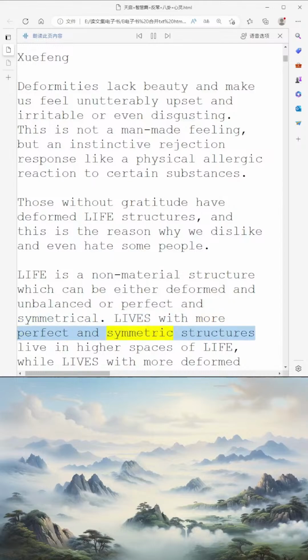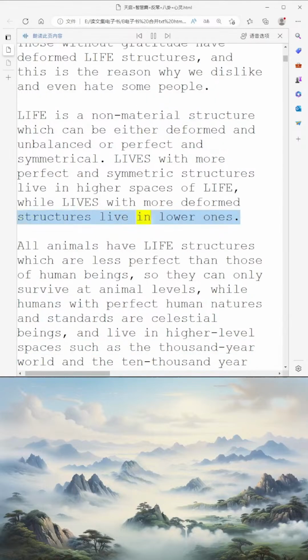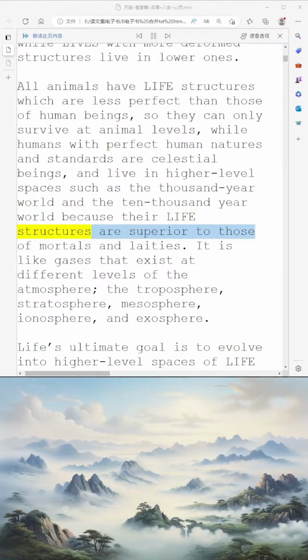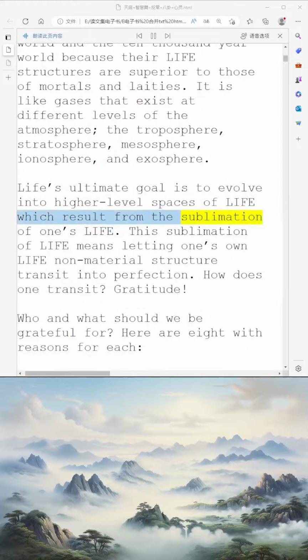Lives with more perfect and symmetric structures live in higher spaces of life, while lives with more deformed structures live in lower ones. All animals have life structures which are less perfect than those of human beings, so they can only survive at animal levels, while humans with perfect human natures and standards are celestial beings and live in higher-level spaces such as the 1,000-year world and the 10,000-year world because their life structures are superior to those of mortals and deities. It is like gases that exist at different levels of the atmosphere: the troposphere, stratosphere, mesosphere, ionosphere, and exosphere. Life's ultimate goal is to evolve into higher-level spaces of life which result from the sublimation of one's life.